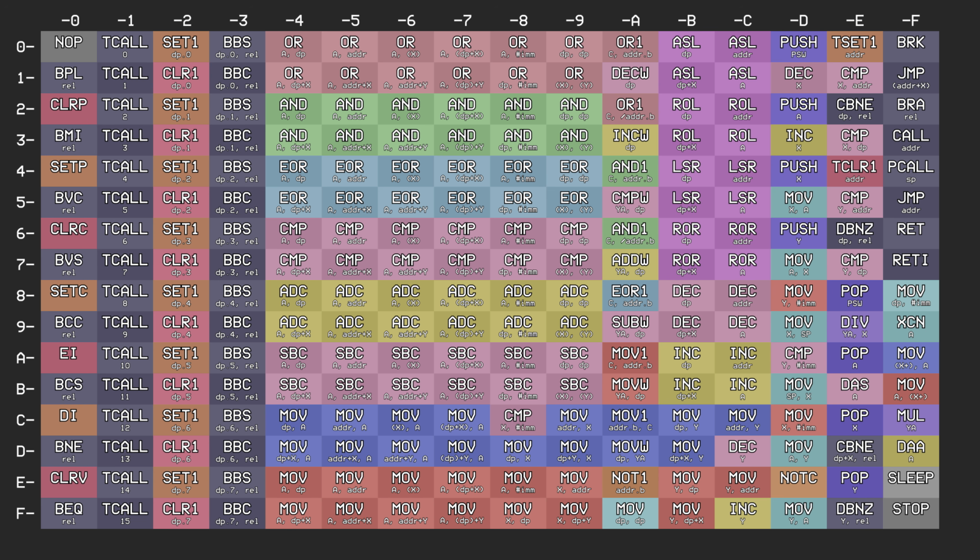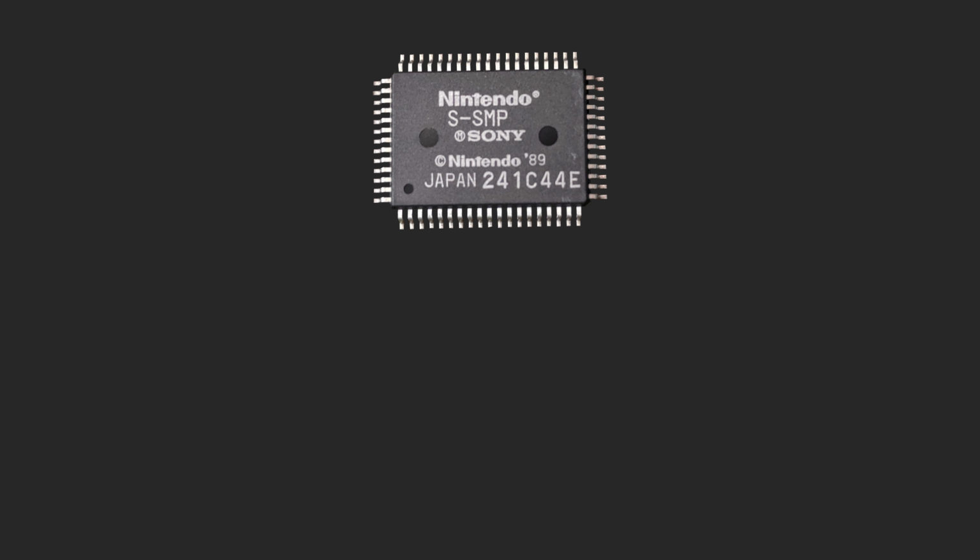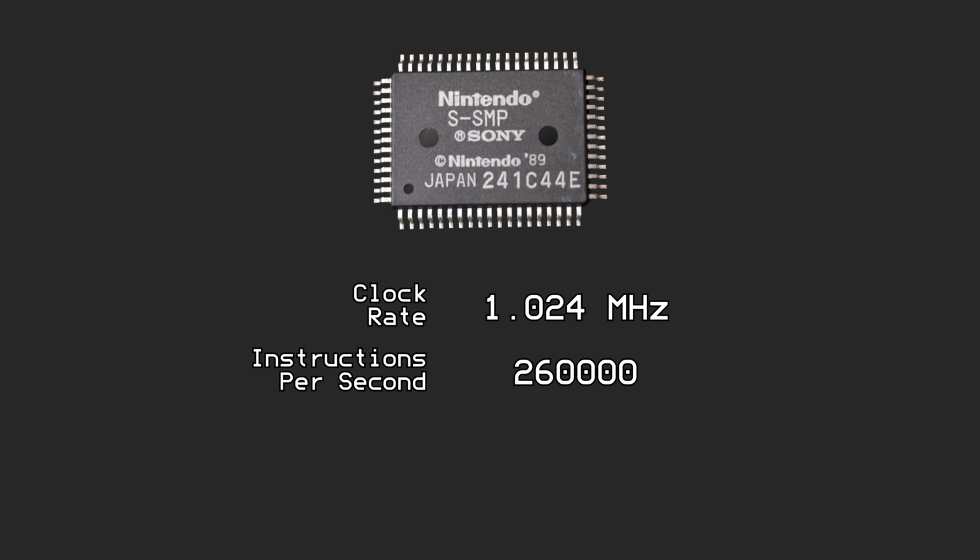Here are some statistics regarding the SSMP processor. It averages about 260,000 instructions per second when clocked at 1.024 MHz, which, after some analysis from various SNES games, comes out to around 3.9 cycles per instruction. This, of course, would depend on the efficiency of the code that is being run. The lowest cycle count for an instruction is 2 cycles, while instructions like call and multiply and divide take 8, 9, and 12 cycles respectively.